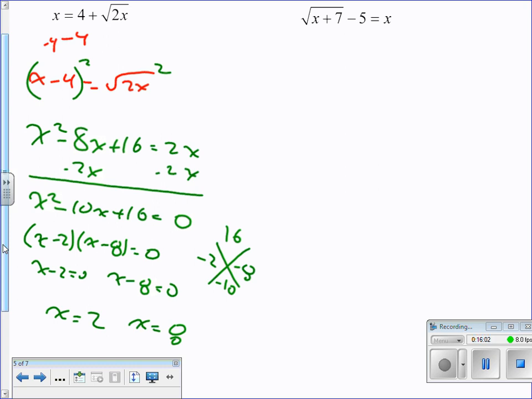So I plug in 2. 2 times x is 2 times 2 is 4. Square root of 4 is 2. 4 plus 2 is 6. 2 does not equal 6. That one doesn't work. Plug in 8. 2 times 8 is 16. Square root of 16 is 4. 4 plus 4 is 8.